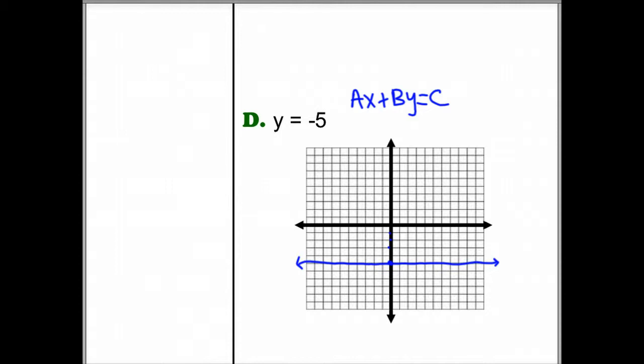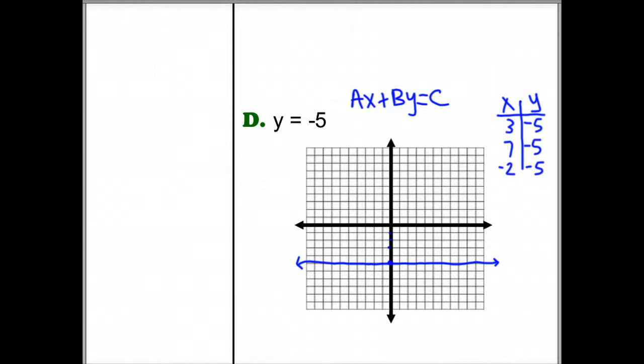So in our table, x and y, y is always equal to negative 5, no matter what x is. So we have x is 3 or x is 7, y is always going to be negative 5 in this case.